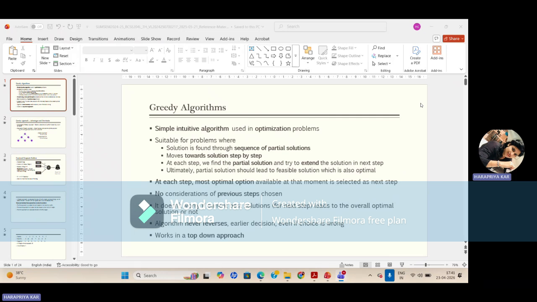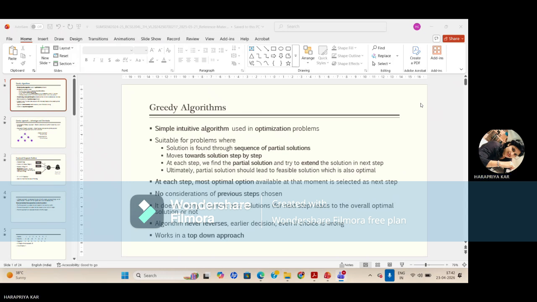This is basically suitable for problems where the solution is found through a sequence of partial solutions. So basically, where will this algorithm be used? In the case of a sequence of partial solutions, we use it for problems like optimization problems. It moves towards the solution step by step. Solution step by step means whenever you solve a particular problem, you solve it with the help of a step by step approach. At each step we find a partial solution and try to extend the solution in the next step.